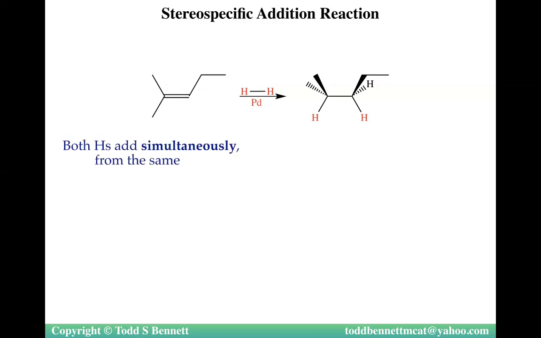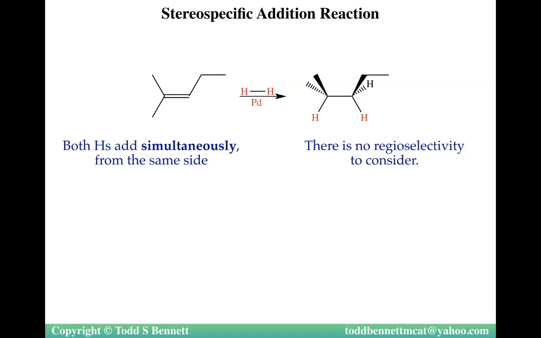Okay, one more stereospecific addition reaction. This one's going to be a little bit easier to comprehend, but again, if the two substituents adding to a double bond add at the same time, they add in a synonymous or syn fashion. So both H's add simultaneously, so they both add from the same side, either both on top or both on bottom. Again, we get no chiral center, so we can't verify it here, but it does work this way.